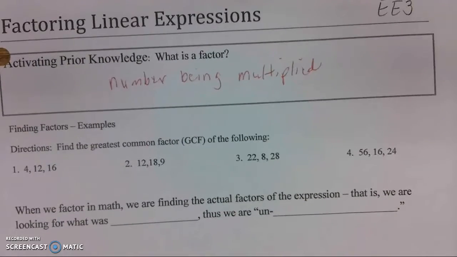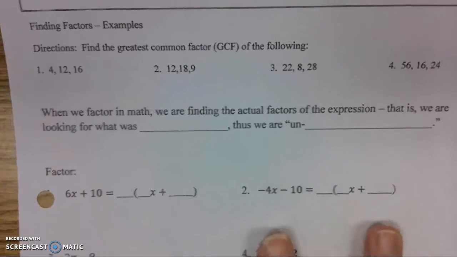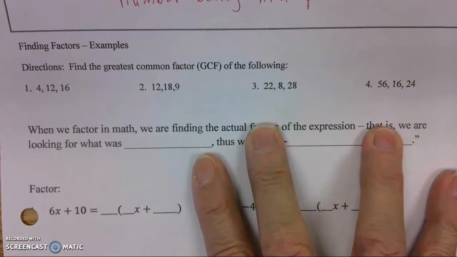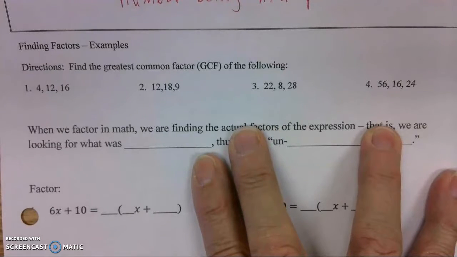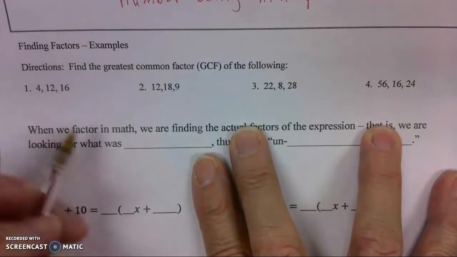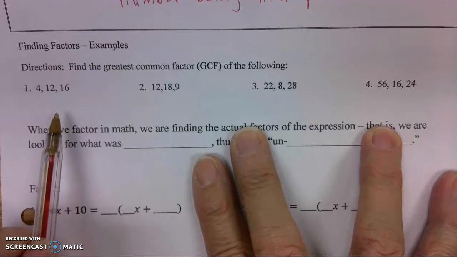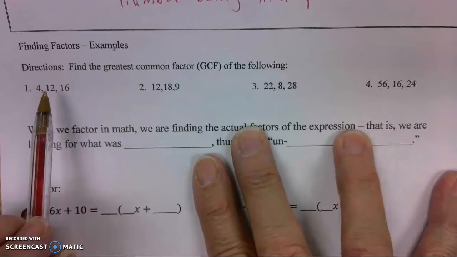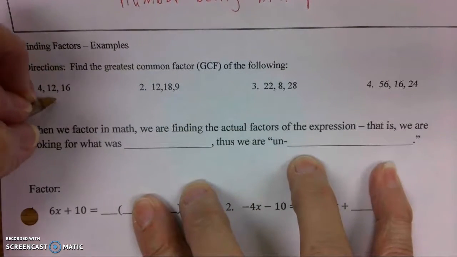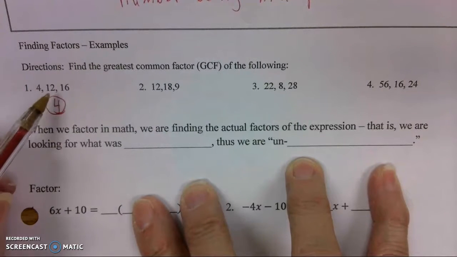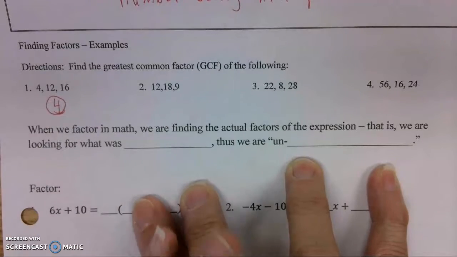Now, you have worked with greatest common factor before, and at this point you should be able to look at numbers and decide what is the greatest common factor. So let's look at number 1. I have the numbers 4, 12, and 16. So I need to find the biggest number that when I multiply it by something else will give me 4, 12, and 16. Well, the greatest common factor of those three numbers is 4. 4 times 1 is 4. 4 times 3 is 12. 4 times 4 is 16.